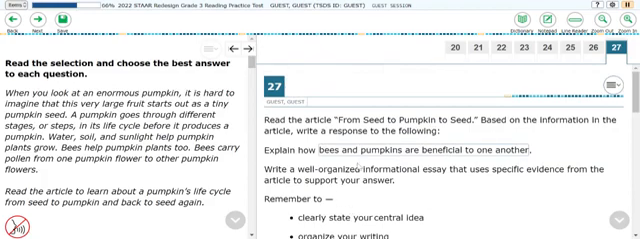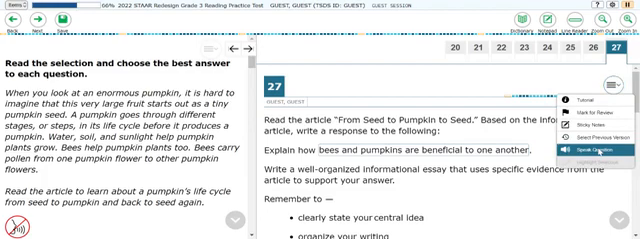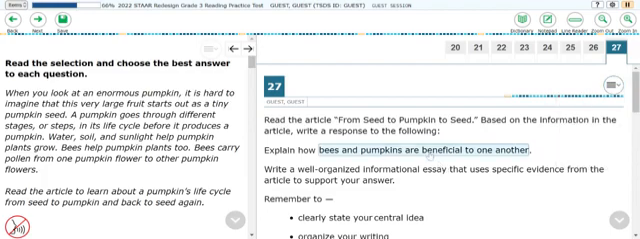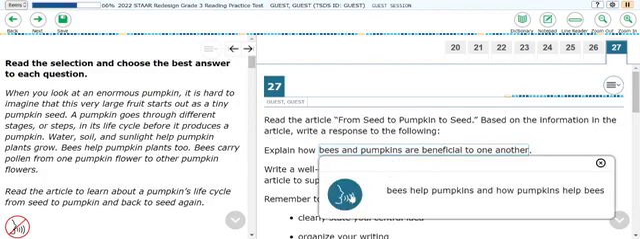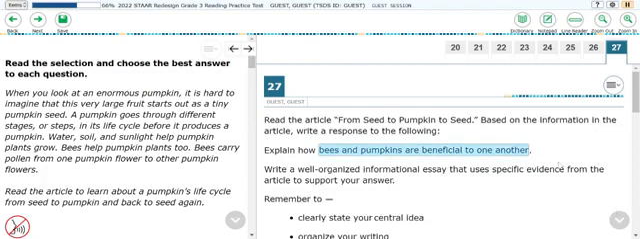So read the article from seed to pumpkin to seed. Based on the information in the article, write a response to the following. Explain how bees and pumpkins are beneficial to one another. So if they click speak question, it will read it to them. Also, what I like about content clarifiers is it simplifies the ECR question. So if they didn't know what beneficial means, they click here and they can listen to this. Bees help pumpkins and how pumpkins help bees. So that really simplifies the question.